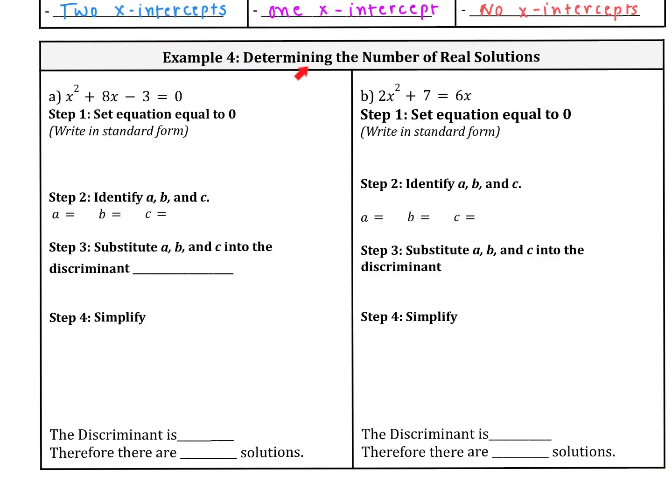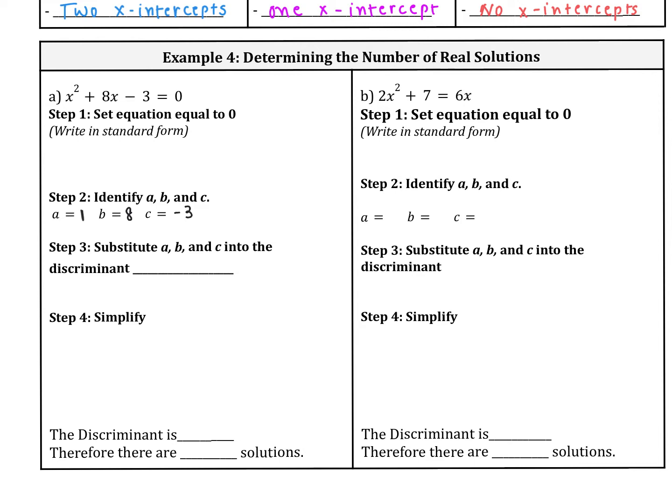Example number 4, determining the number of real solutions. The quadratic equation is given as x squared plus 8x minus 3 equals 0. Set the equation equal to 0, that's your first step. In this case, this equation is already equal to 0, so it is in standard form already. Now we are going to recognize a, b, and c. So a is 1, b is 8, and c is negative 3.